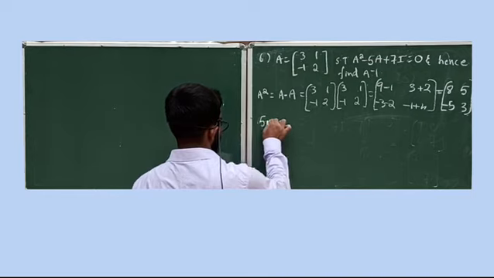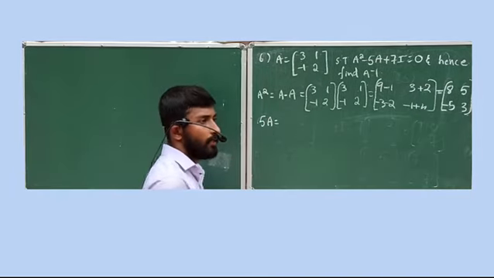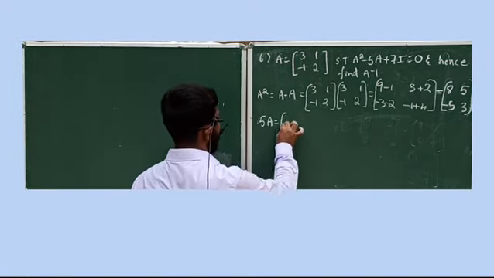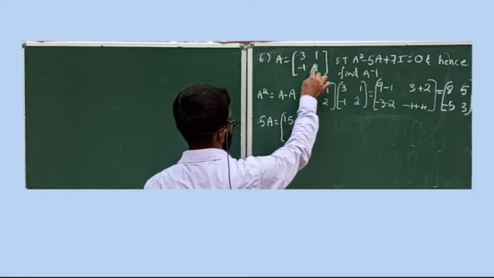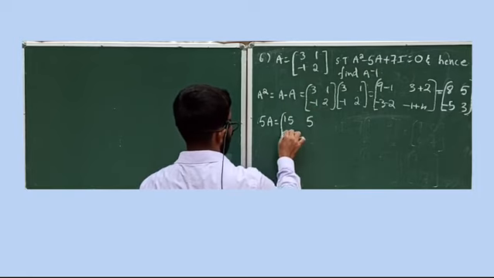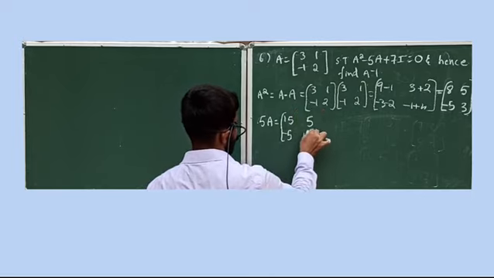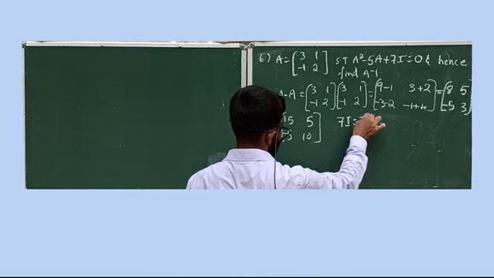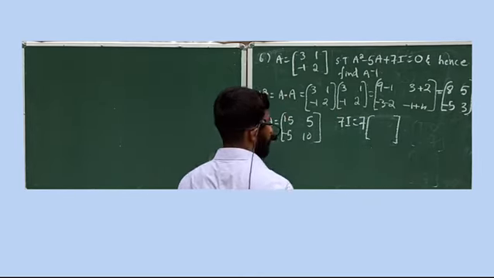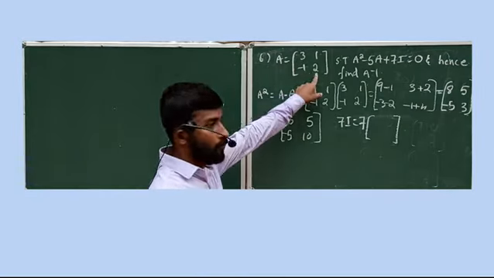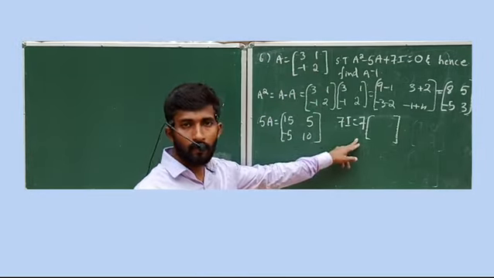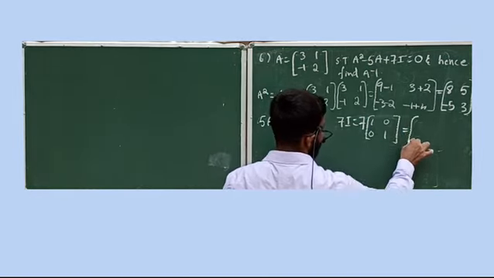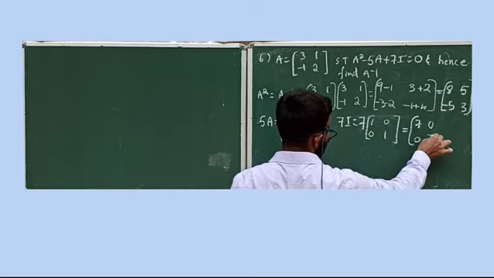5A, what's the meaning of 5A? You're multiplying 5 to each element of the given square matrix A. It's equal to 5 3s are 15, 5 1s are 5, 5 into minus 1 is minus 5, 5 into 2 is equal to 10. Then 7I. 7I is equal to 7 into, what's the order of the identity matrix? Since A is of order 2, you need to take the identity matrix of order 2 only. So [1 0; 0 1]. It's equal to [7 0; 0 7].